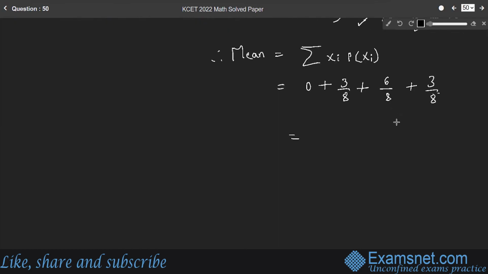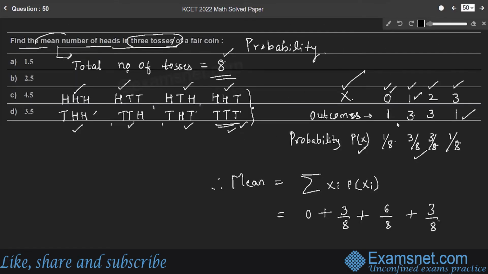Therefore, 8 is the LCM. So 3 plus 6 plus 3 is 12. 12 by 8 or 3 by 2. Mean is 3 by 2 or 1.5, right? 1.5 is the answer. So the mean number of heads in 3 tosses of a fair coin is 1.5, right? So option A is the right answer.